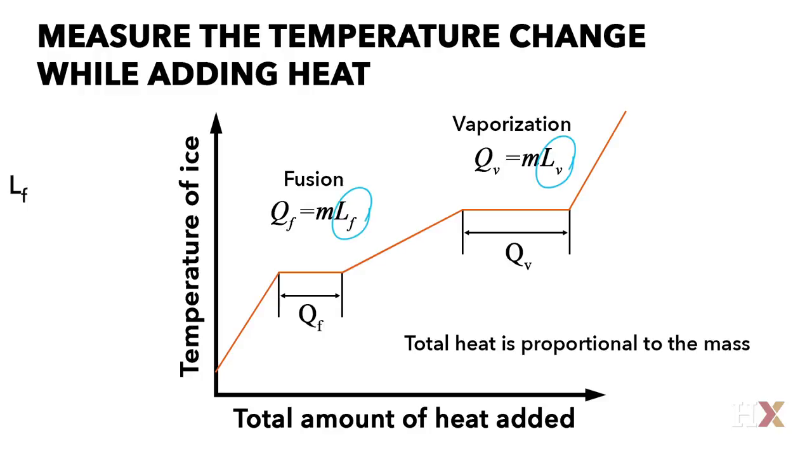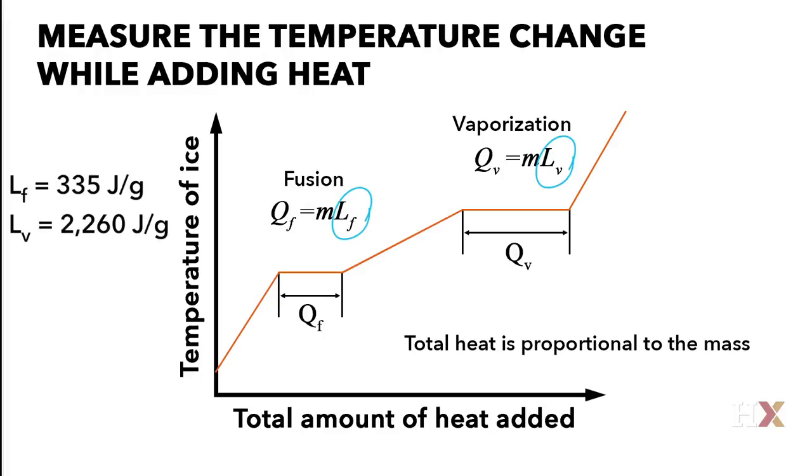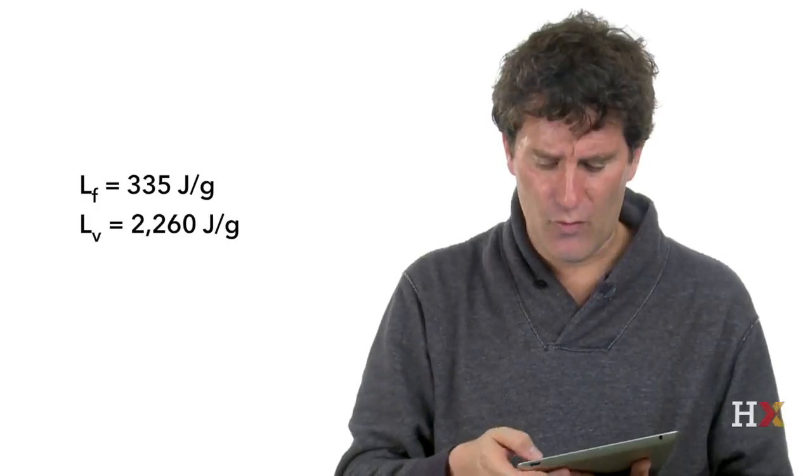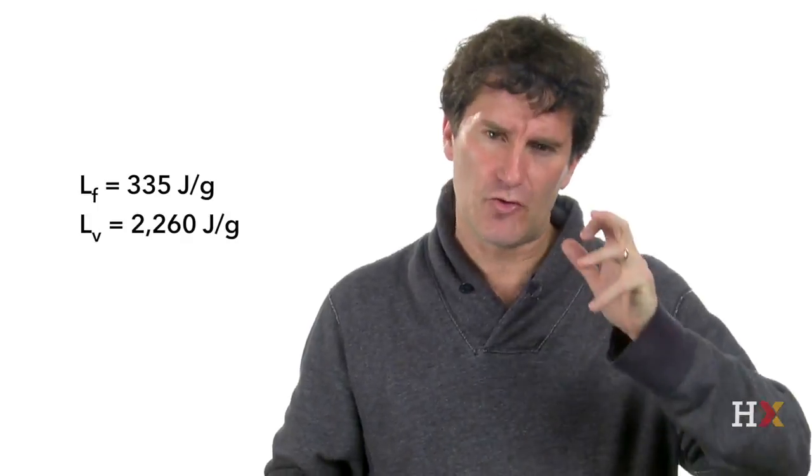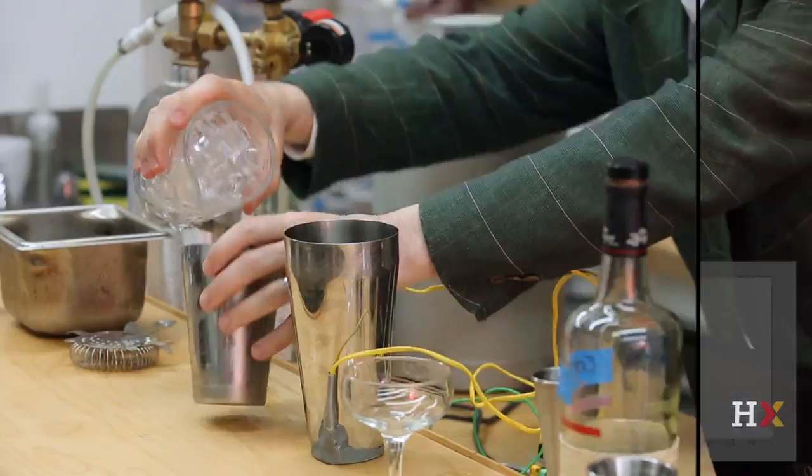So the latent heat of fusion for water, it turns out, is 335 joules per gram. The latent heat of evaporation is 2,260 joules per gram. And these numbers, it turns out, for water are really rather large and are one of the reasons for the peculiar ability of water both as a cooling agent and as a heating agent.